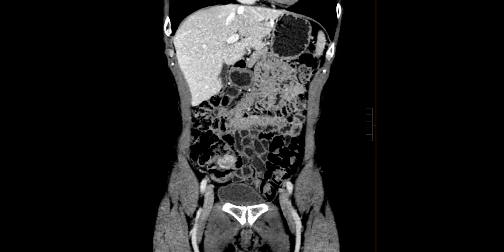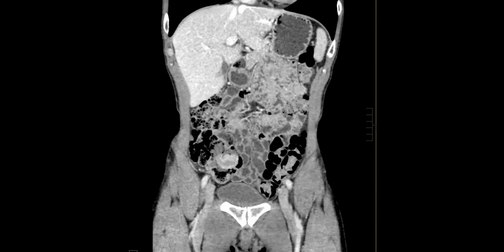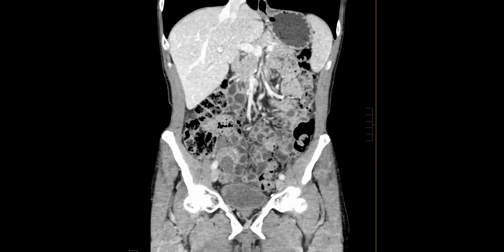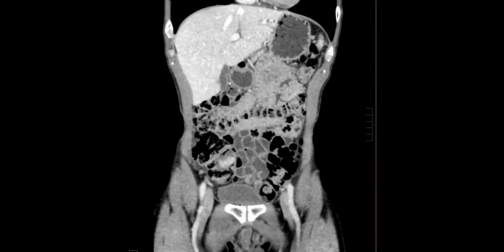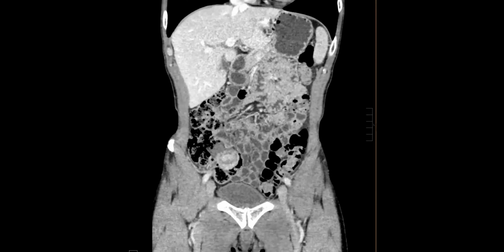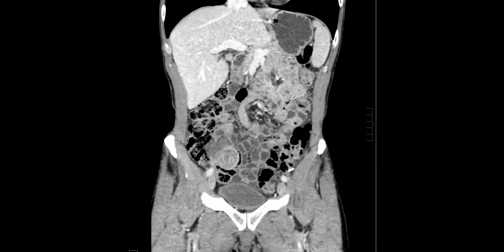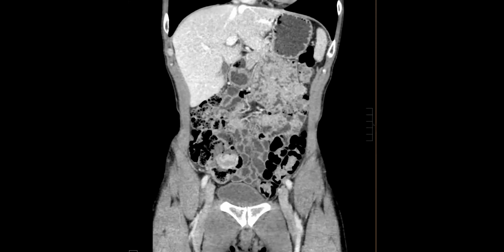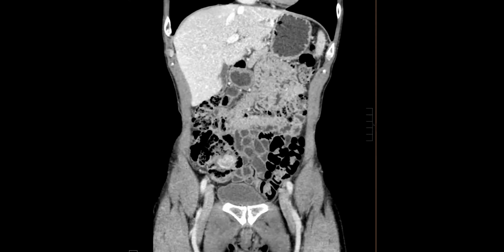I guess the teaching is, in an adult we don't see intussusception in the same way that we see in children. In adults, we have to look for the lead point, lipoma, or other small bowel lesions. And this one was a carcinoid.